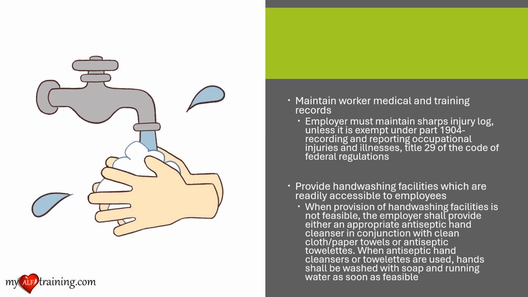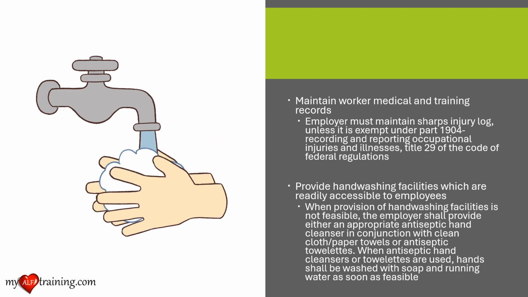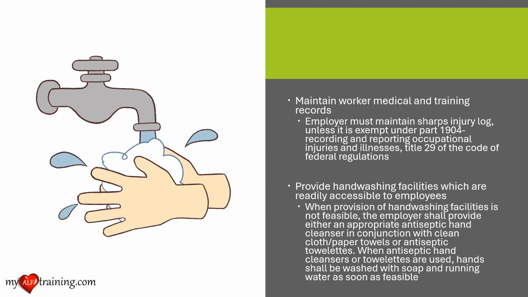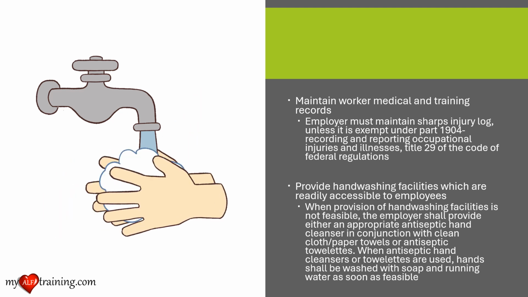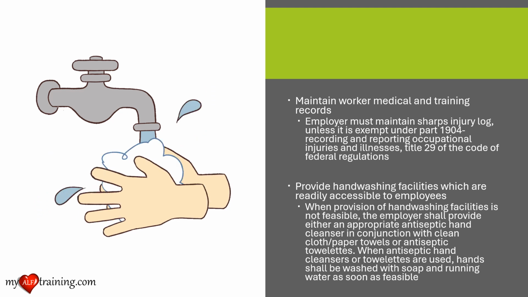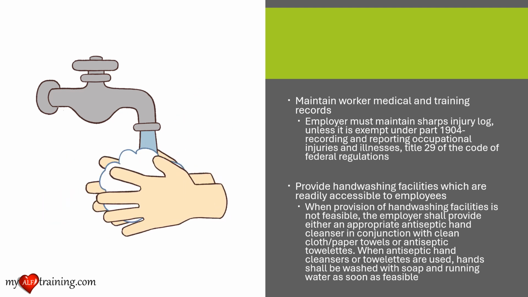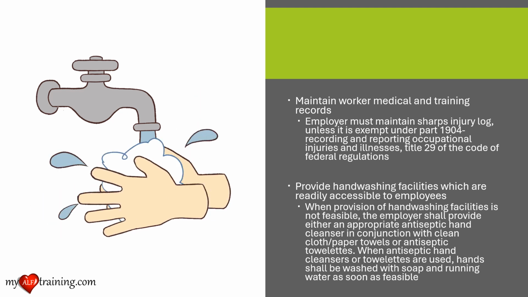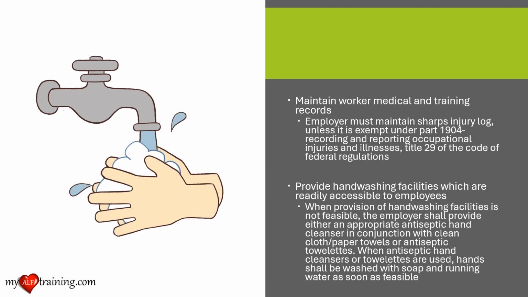Employers should provide hand washing facilities which are readily accessible to employees. When the provision of hand washing facilities is not feasible, then the employer will provide either an appropriate antiseptic hand cleanser in conjunction with clean cloth, paper towels, or antiseptic towelettes. When antiseptic hand cleansers or towelettes are used, hands should be washed with soap and running water as soon as possible.